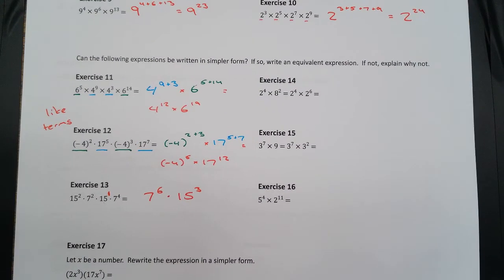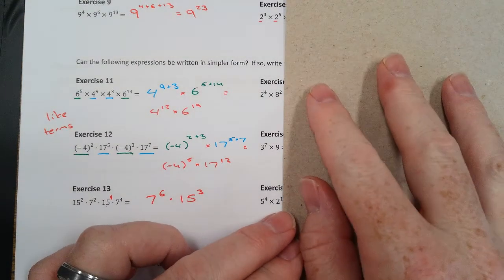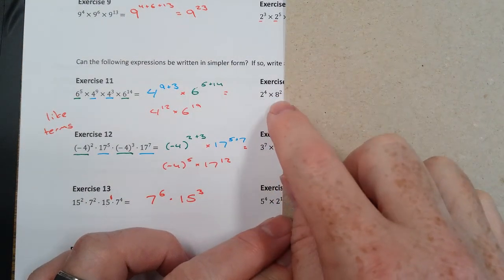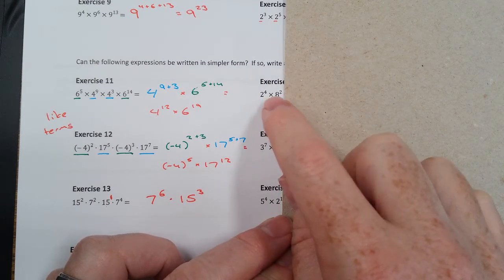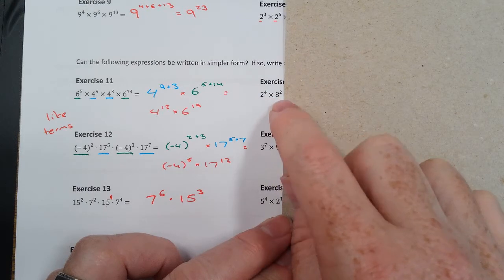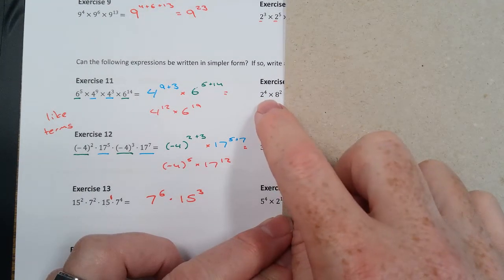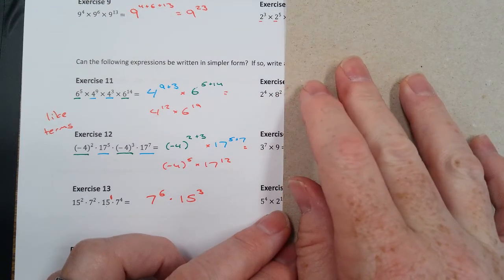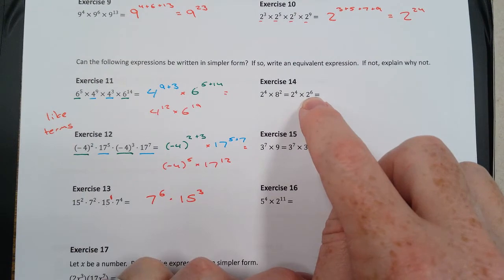Exercise 14. Now this is a little bit tricky, but they're being a little bit nice to you right now. I'm going to cover up something. You look at this and you say, Mr. Baylor, 2 to the 4th and times 8 squared. Those are different bases. And you said only the same bases can combine. So you're thinking, I can't put those together, Mr. Baylor. Except they give you a little hint because 8 to the 2nd is also 2 to the 6th.